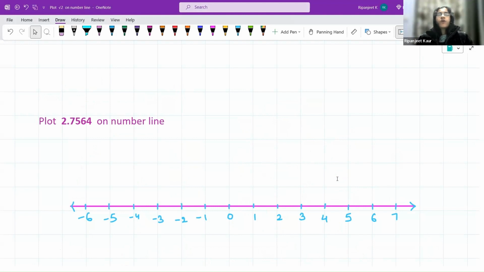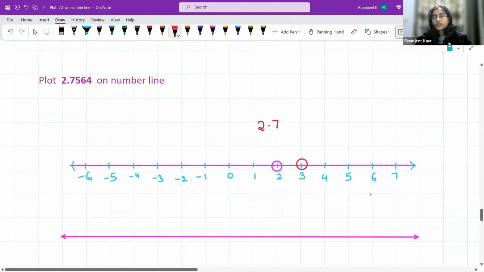See, we have to plot 2.7564 on the number line. What do you think? What are the two numbers on this number line where 2.7564 is going to come? Here we can see the number is 2.7. That means it is bigger than 2, right? And do you think it will be greater than 3? No, right? So this number is lying between 2 and 3. So we are checking only first two numbers first. 2.7 is lying between 2 and 3. Okay, now we know this.